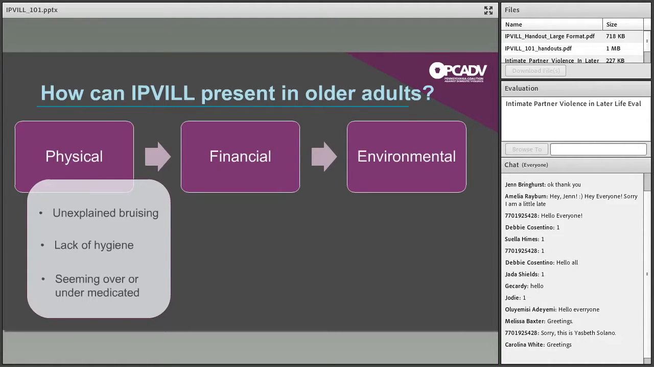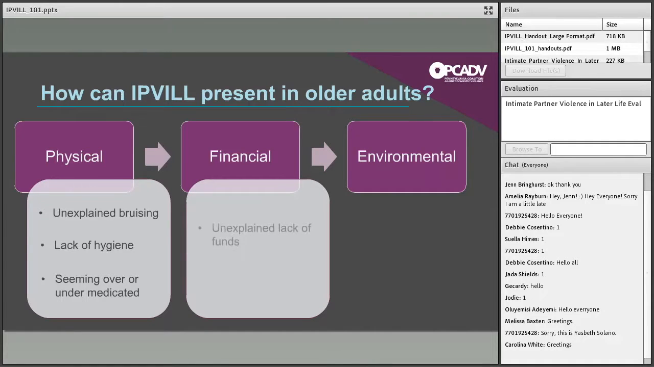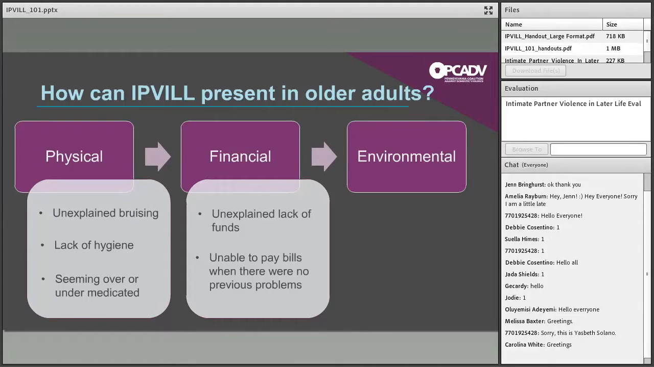We're talking about signs of financial abuse: an unexplained lack of funds and being unable to pay bills when there were no previous problems. So if you're working with somebody who goes out to the grocery store and tells you, I don't know what happened, my card got declined, this has never happened before, or all of a sudden they're struggling to pay bills or they're not able to pay rent or their mortgage, this could be a flag for financial abuse occurring.